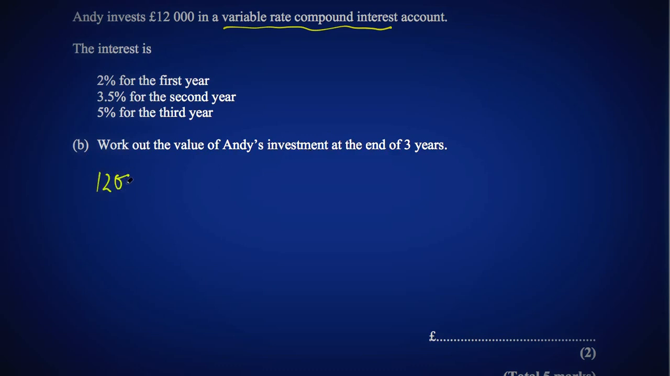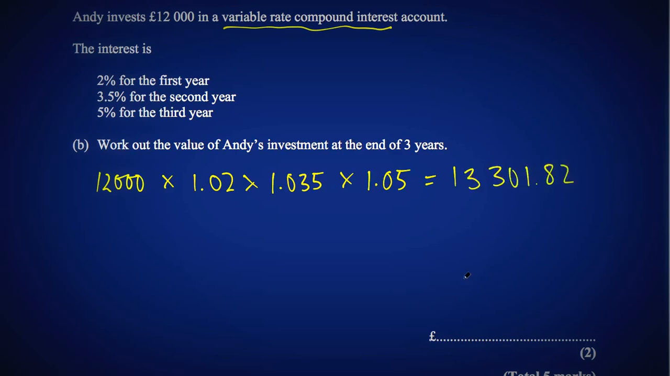So we've got his £12,000. In the first year he earns 2%. In the second year he earns 3.5%. So multiplier of 1.035. And in the third year, 5%. So that's representing the three changes of interest over the years. So if I do that calculation, times by 1.035 times by 1.05, I get an answer of 13,301.82, which I don't have to round because it's already in pounds and pence.